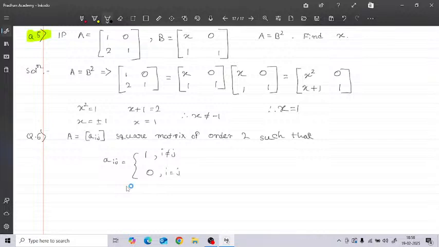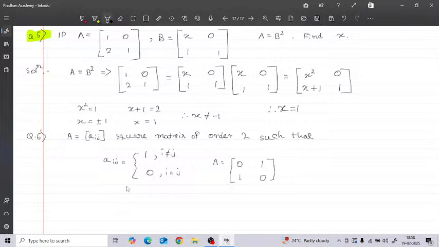Okay, so let's construct the matrix. It means that the diagonal elements, where i is equal to j, are 0 and the non-diagonal elements are 1. So my matrix will be, as it is a 2 cross 2 matrix, a11 is 0, a12 is 1, a21 is 1, and a22 is 0.